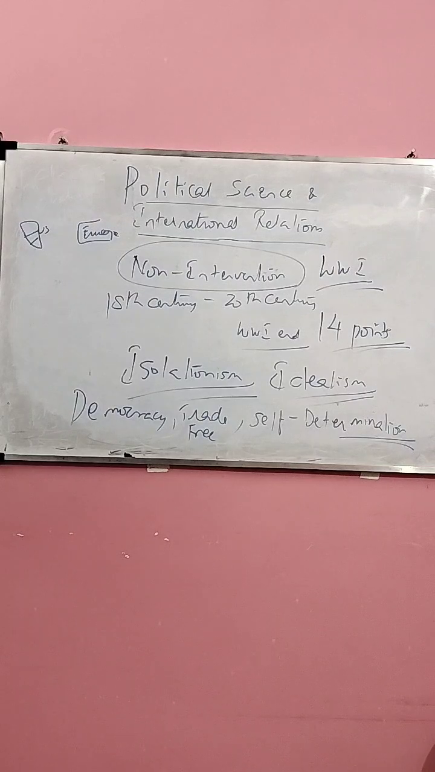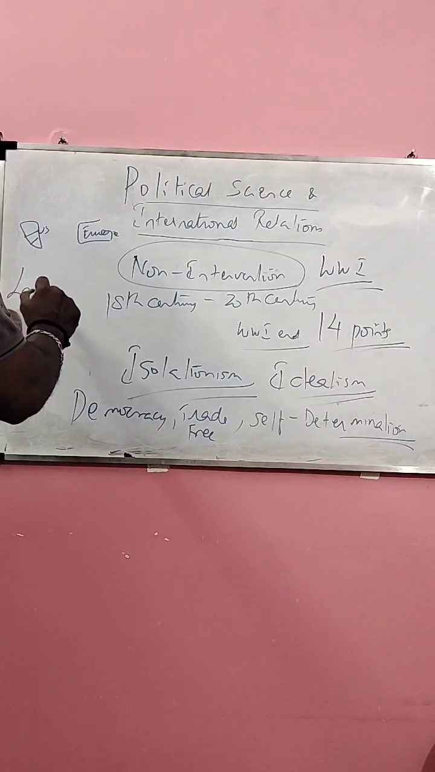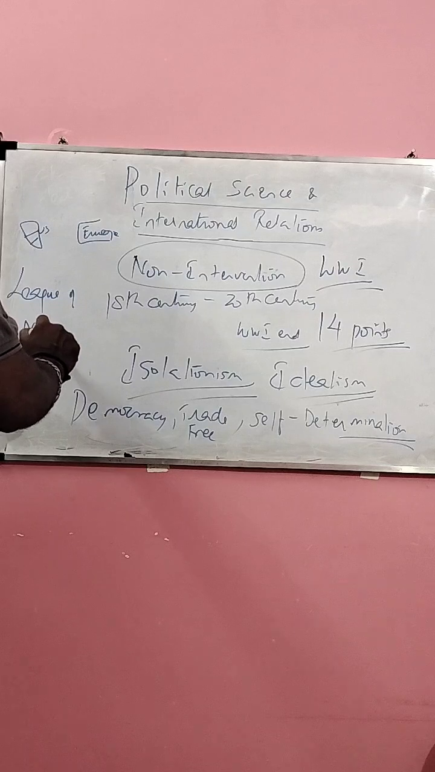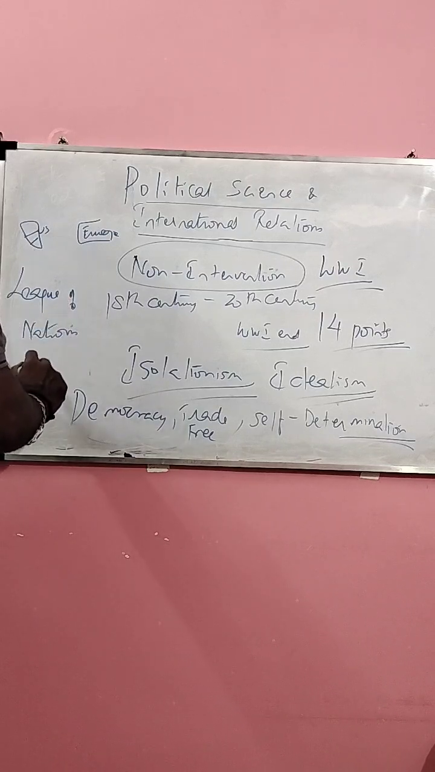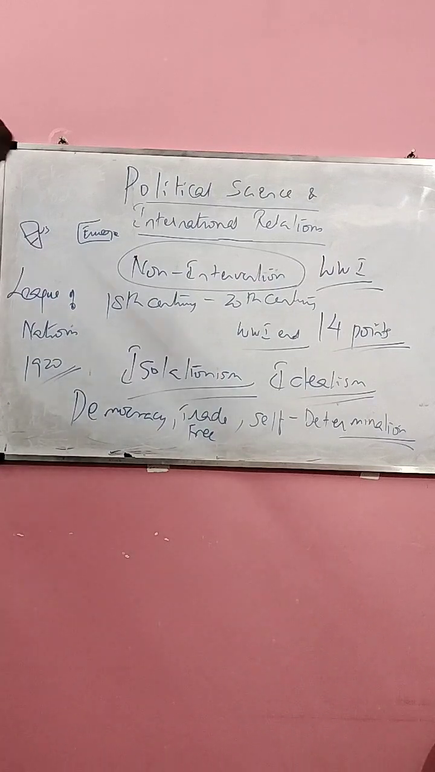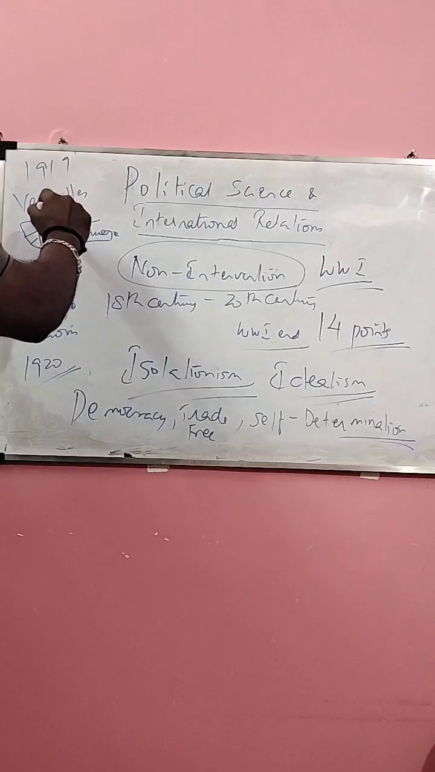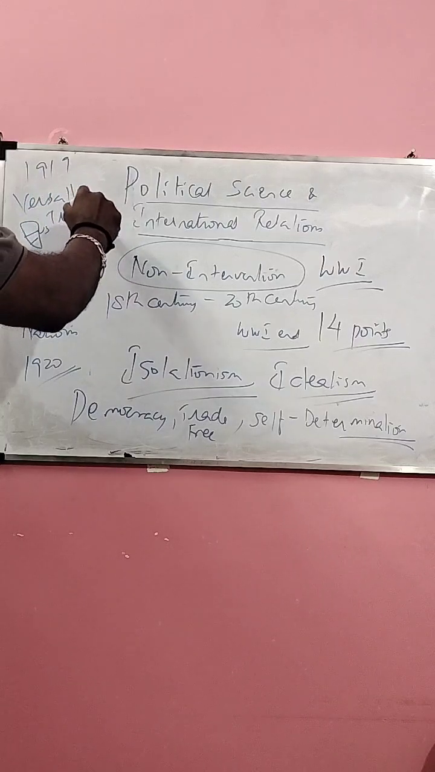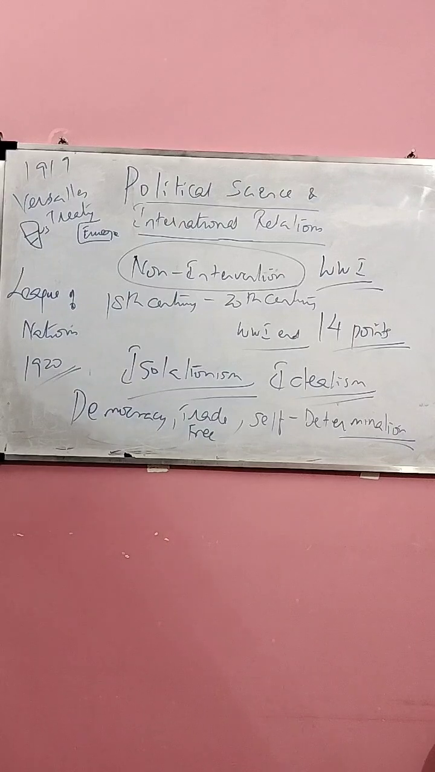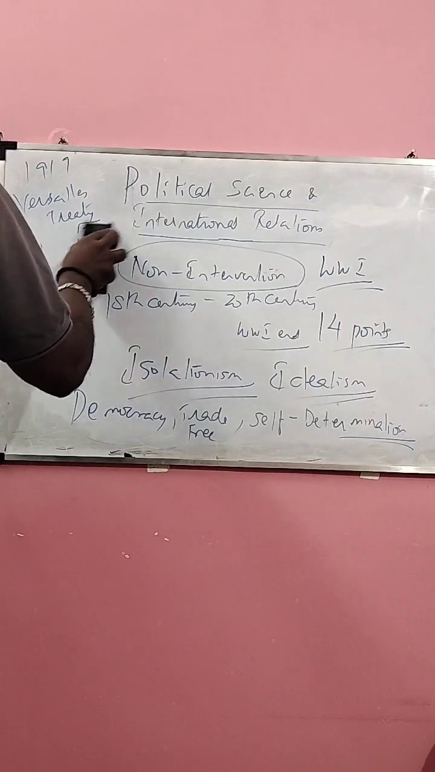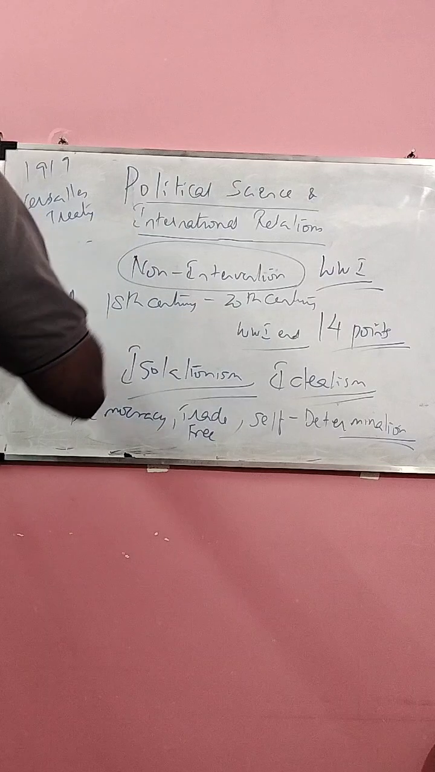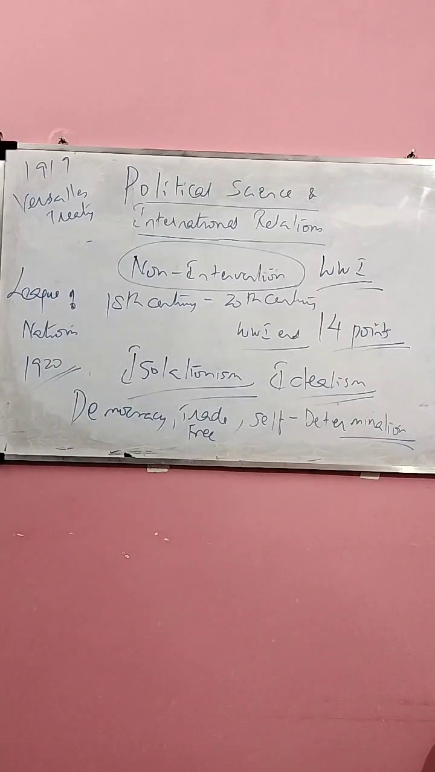And Woodrow Wilson was very instrumental in the establishment of the League of Nations, even though US did not join the League of Nations. League of Nations established in 1920 after the end of the First World War. In 1919, a treaty called Versailles Treaty was signed, which brought peace between countries which fought during the First World War. So Versailles Treaty of 1919, League of Nations 1920.